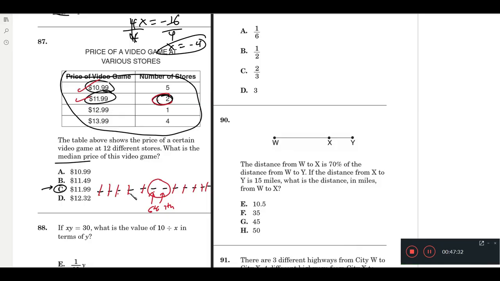So we're going to add 11.99 and 11.99 and divide by 2. Very good. And then we divide by 2. We get what?